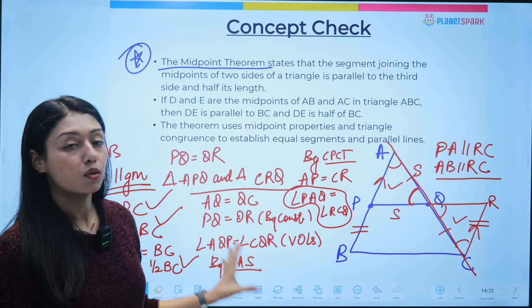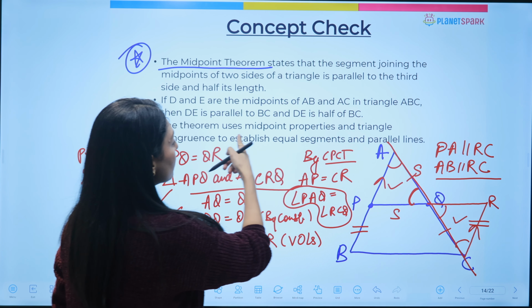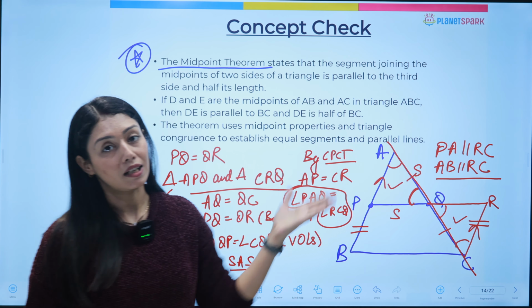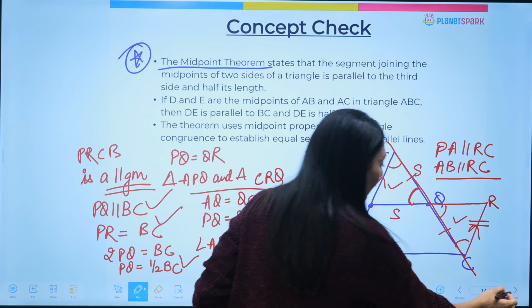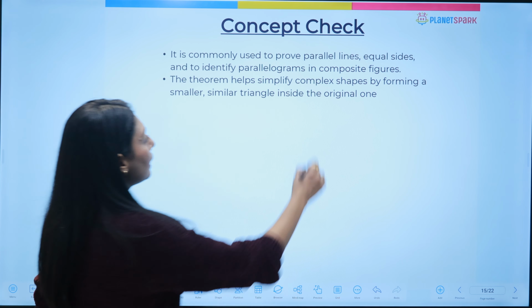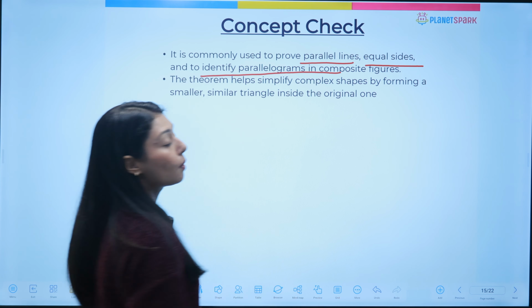Remember the same proof there as well. We can prove this to be a parallelogram. Now, the theorem uses midpoint properties and triangle congruence to establish the equal segments and parallel lines. That's what we have done here. Let's move ahead then. It is commonly used to prove parallel lines, equal sides, and to identify parallelograms in composite figures.